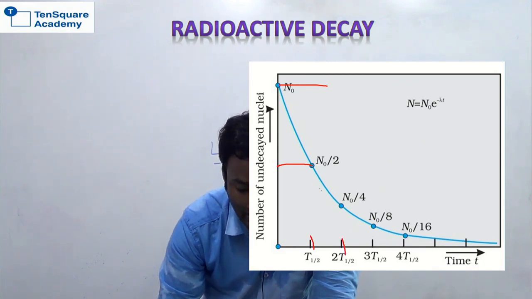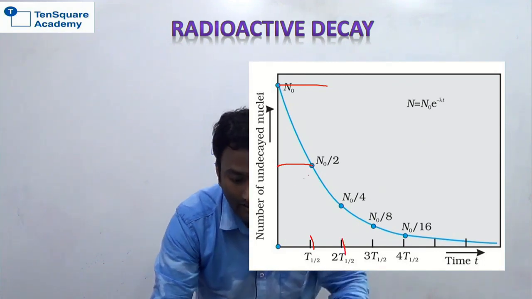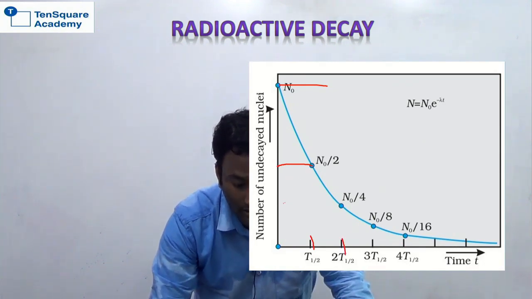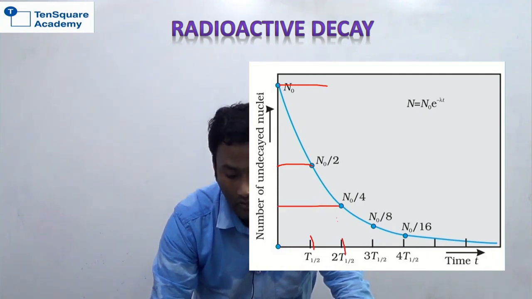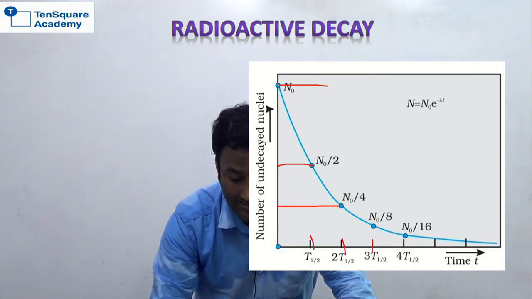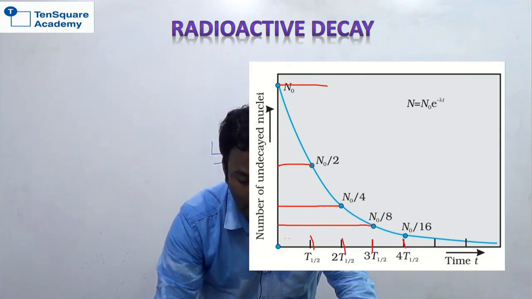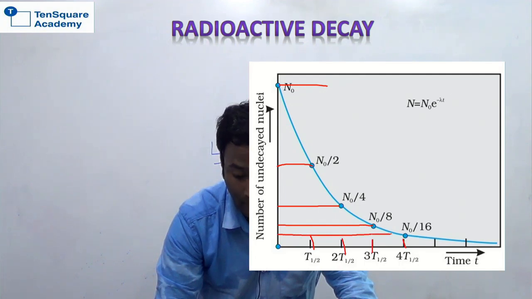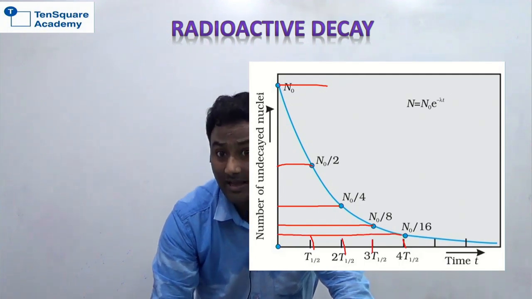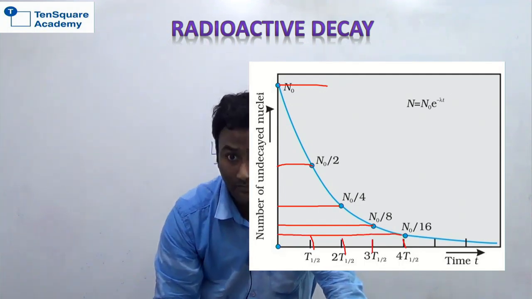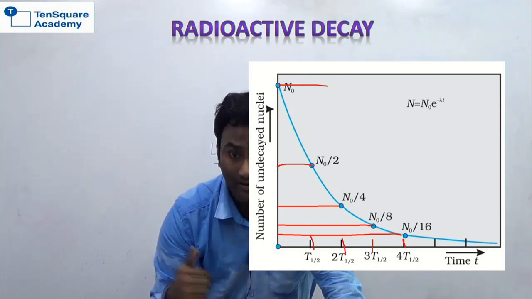So, this value is linear, but we have to again cut every value in half. So, this is N naught by 2 and this is N naught by 4, just half of it, and at 3 times half life, once 3 cycles have passed, it will become N naught by 8. When 4 half life cycles pass, the value will become 1 by 16 times. So, it will keep on reducing by half.